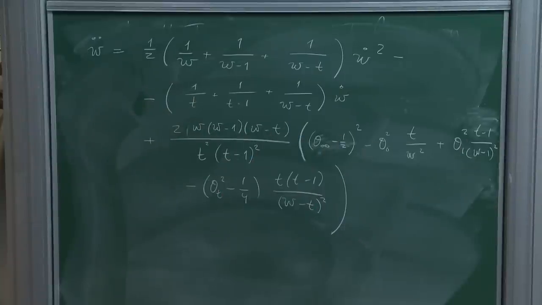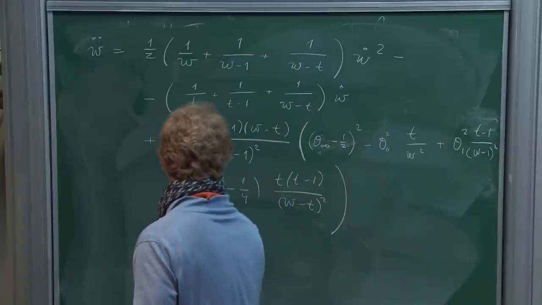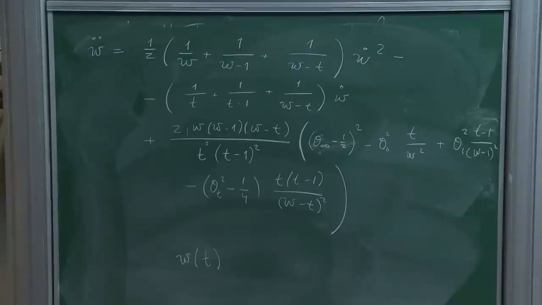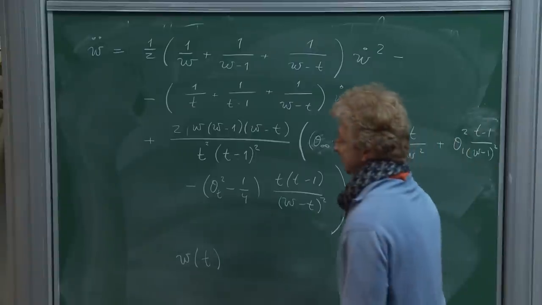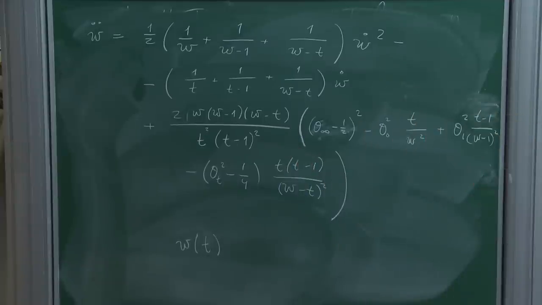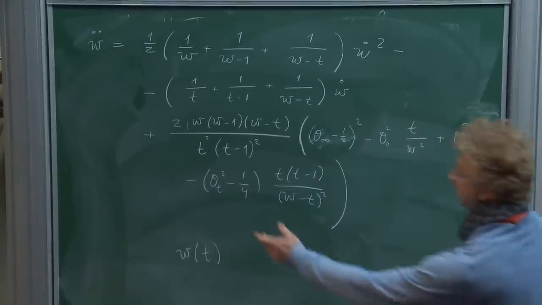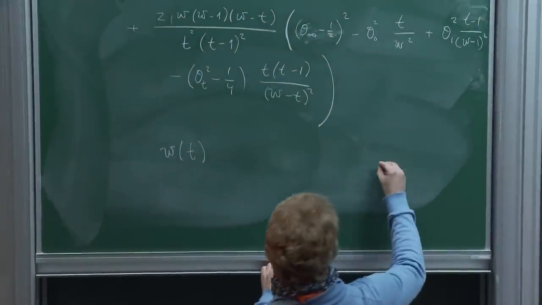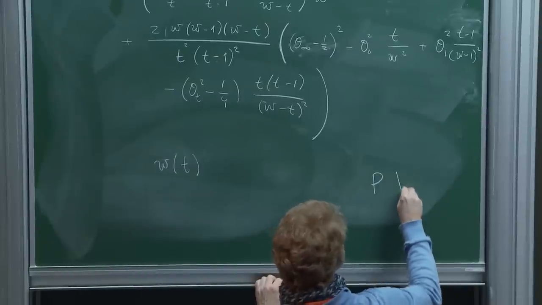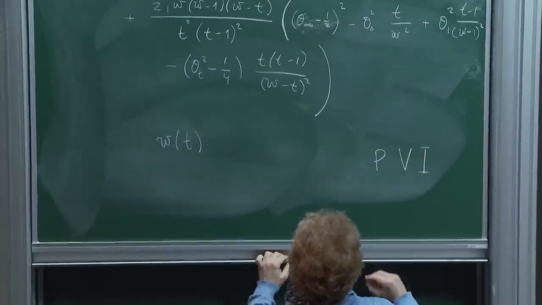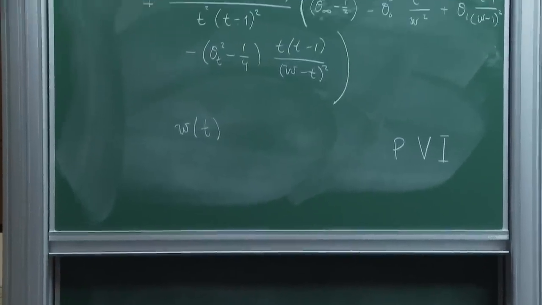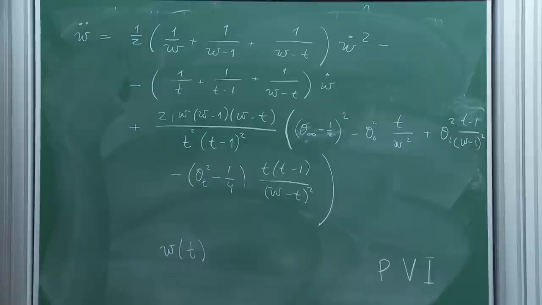So this is an equation for one function of the variable t, and so as you can see, it's an evolution equation, Newton equation, if you like. It's a Newton equation which has a Hamiltonian formulation with Hamiltonian which depends on time. So time is t. It's called Painlevé 6 for the reasons which I will probably not get into. It has several parameters which I denoted by letters theta, theta infinity, theta 0, theta 1, and theta sub t.